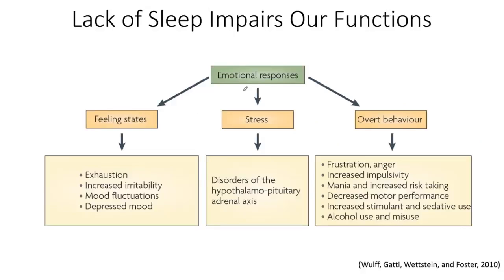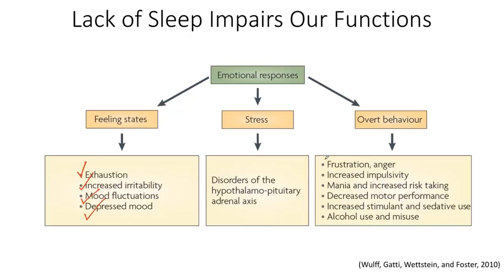In terms of emotional responses, there is a huge amount of evidence that we could be exhausted, irritable, have mood fluctuation, have depressed mood, and have a significant problem in what we call the hypothalamic pituitary adrenal axis, or HPA axis, in terms of response to stress, and the level of cortisol related to this axis could be impaired. We can also have anger, impulsivity, decreased motor performance, alcohol use. People know there are lots of behaviors that are more prevalent when we are sleep deprived, like risk-taking behavior and impulsivity. These are the things that happen when we are sleep deprived.